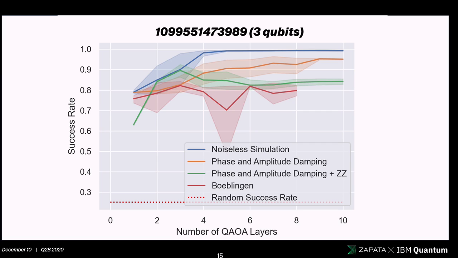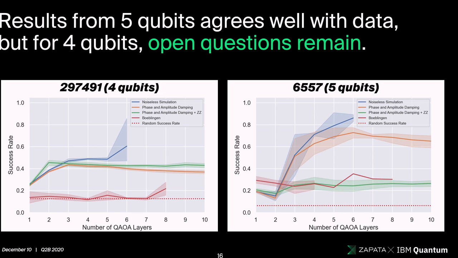In blue is what we would get from a noiseless ideal quantum computer, and as one might expect, as we increase the number of layers, that success rate tends to 1. In red are the results from Berbligen, and then in orange and green are the results using those 2 different noise models. The green results use a noise model that includes this ZZ coupling that we discovered in the previous slide was super significant for understanding the QAOA optimization landscape. And so this good agreement is very, very encouraging.